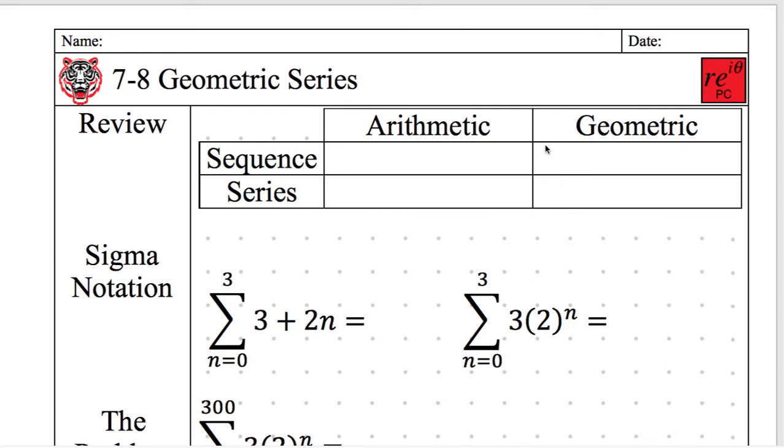We are in Precalculus. Today's date is Tuesday, March 12th. We are on geometric series here with Daisy and Rochelle.